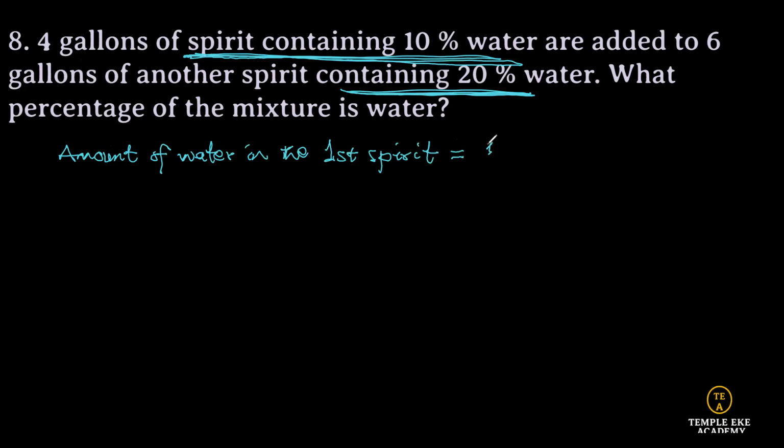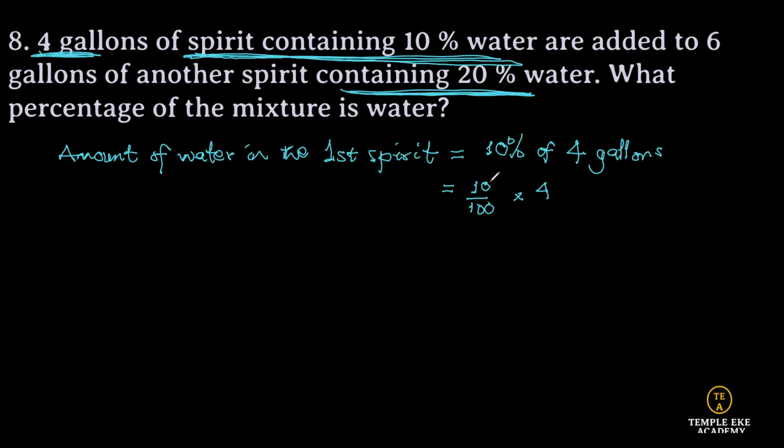So let's see, 10% of 4 gallons. You can see the first spirit, 4 gallons. This is the number of gallons of water in the first spirit, and we need to evaluate this. 10% means 10 divided by 100. The percent sign means divided by 100. Of translating to times 4. And we can easily find this.